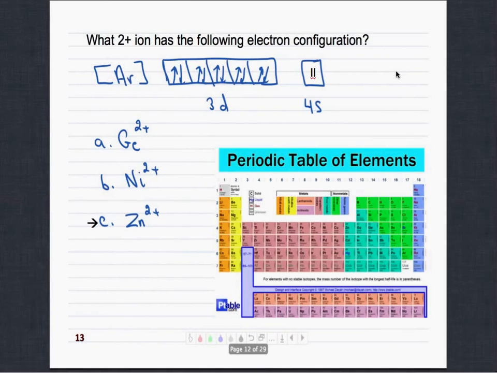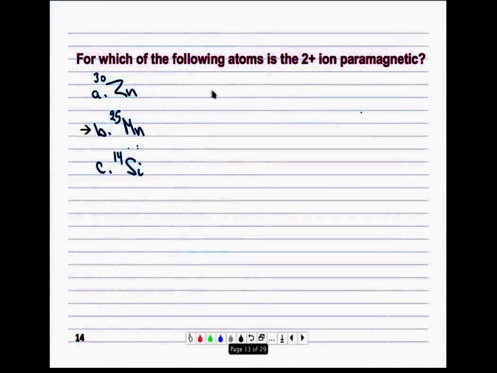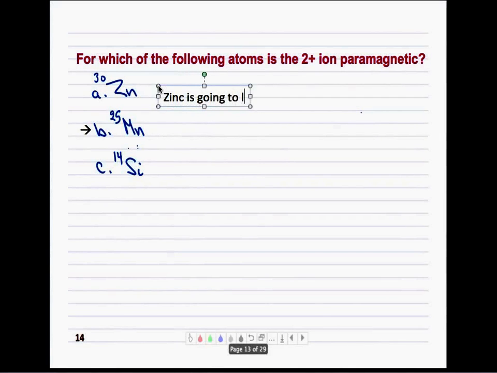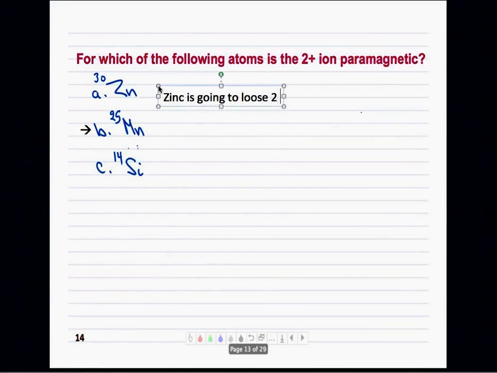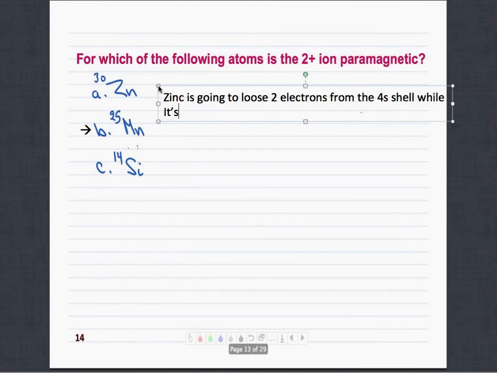Okay, let's do some more. Okay. For which of the following atoms is the 2 plus ion paramagnetic? I'm going to give you 2 minutes for this one because we need to write the electronic configuration. That's going to take a little bit more time.